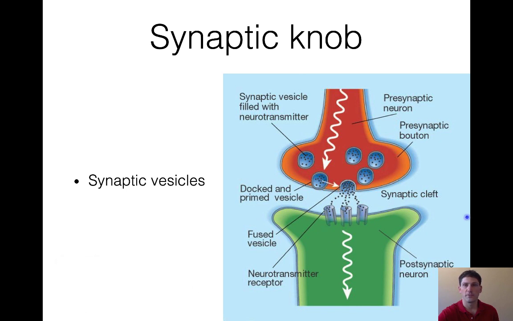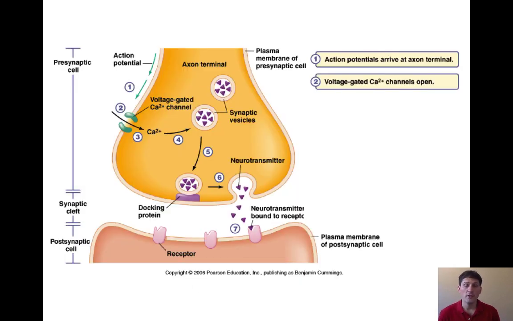And let's just put this up. Now, you will need to know this for your test. You need to know the pathway that is causing the release of these neurotransmitters. So first, our action potential is being transmitted down to our axon terminal.